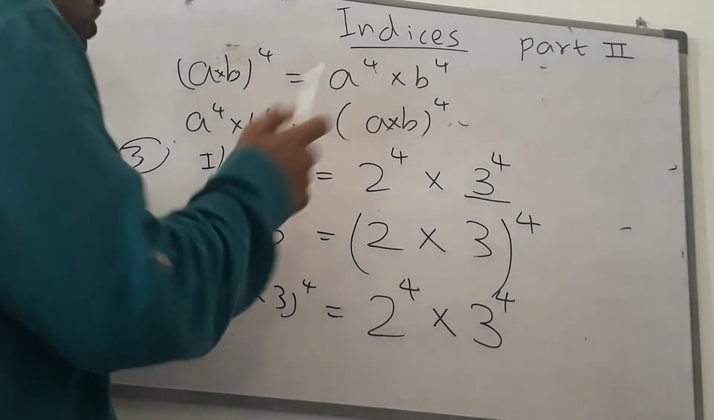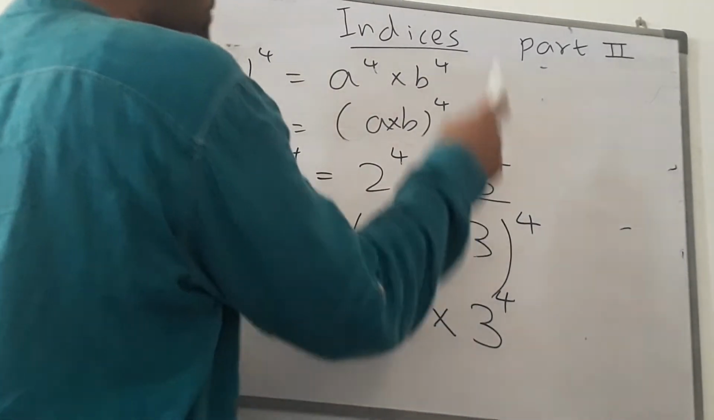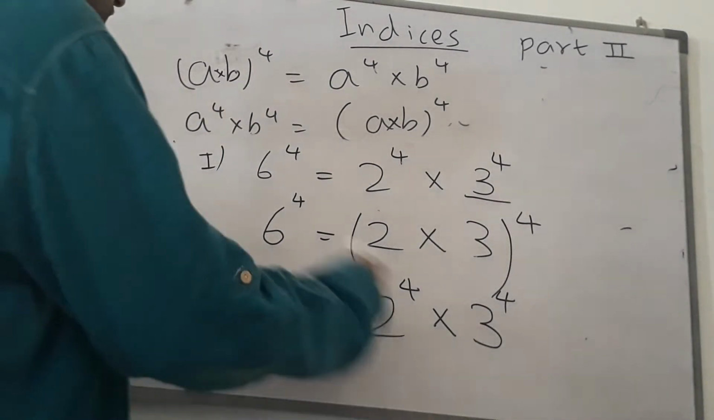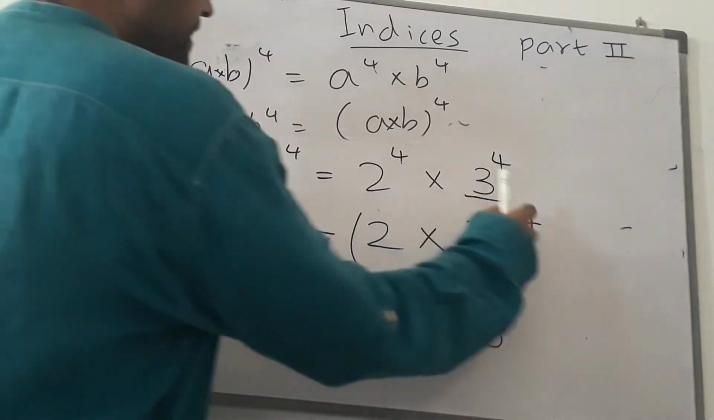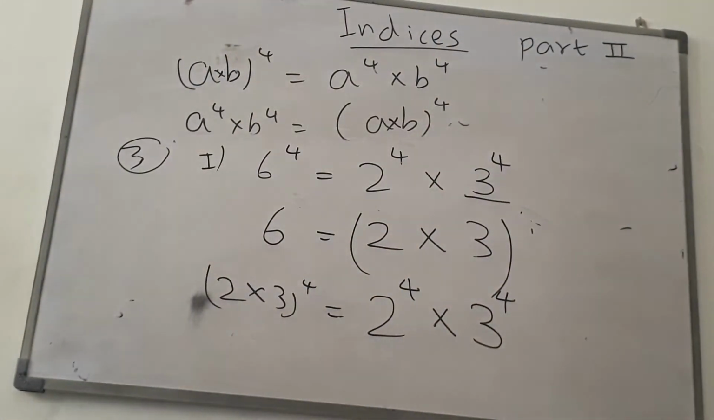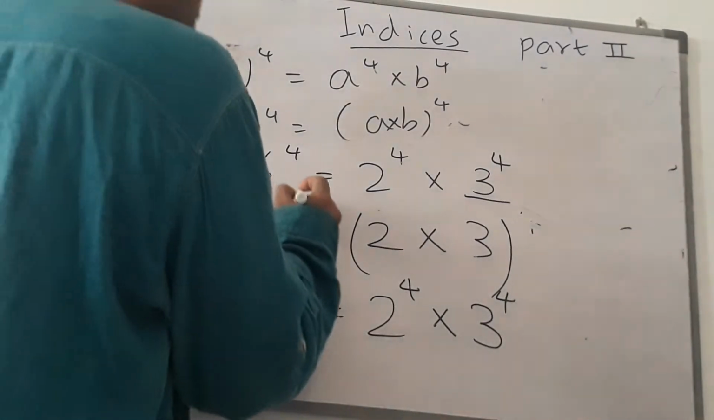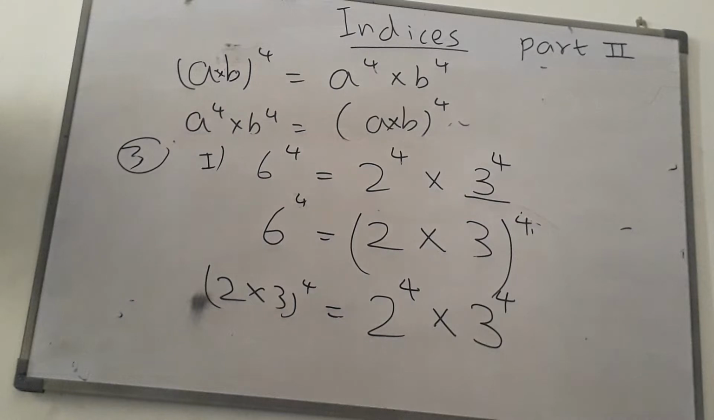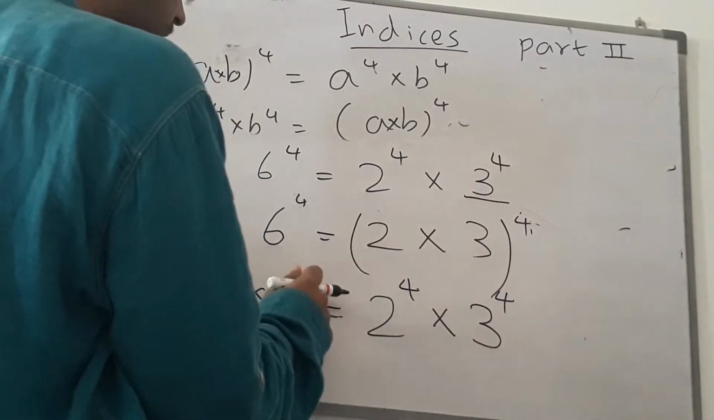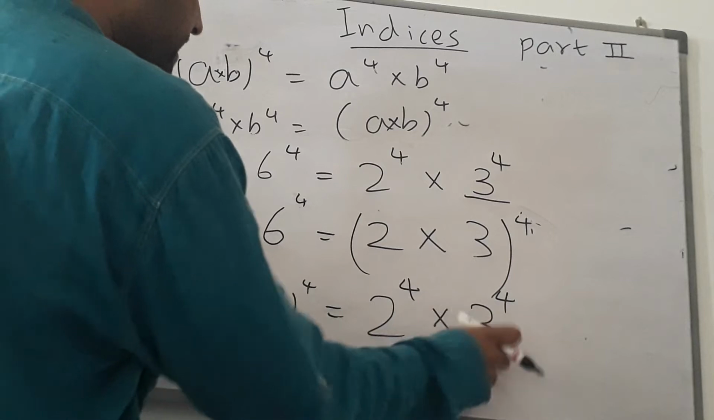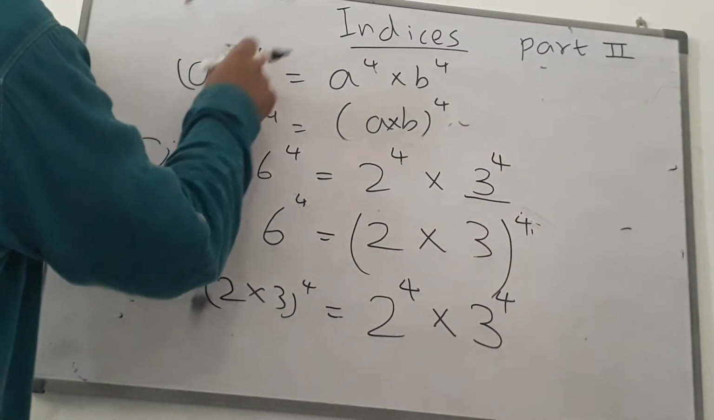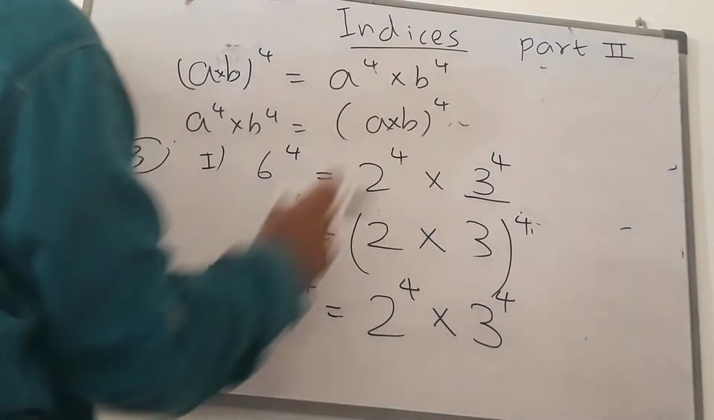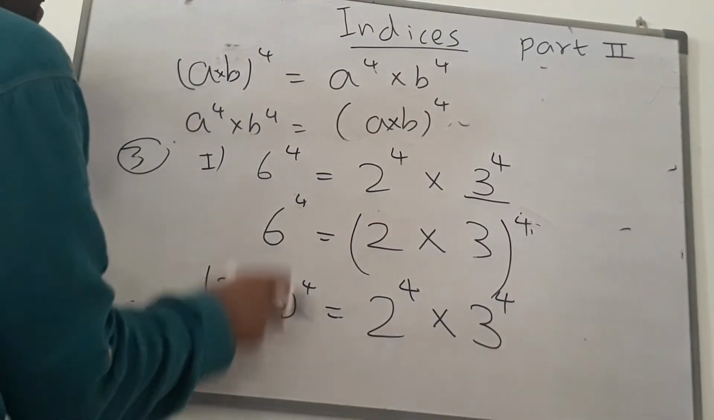Okay. 6 to the power 4 is given as 2 to the power 4 times something blank. And we know 6 can be written like 2 times 3. So 6 to the power 4 means 2 times 3 all together to the power 4, which can be written like 2 to the power 4 times 3 to the power 4, same as here. A times b to the power 4 can be written like a to the power 4 times b to the power 4.